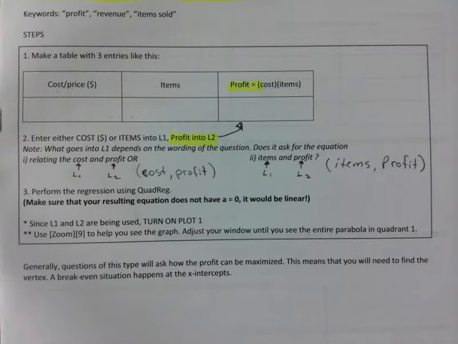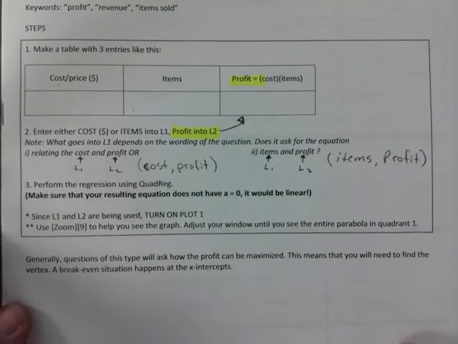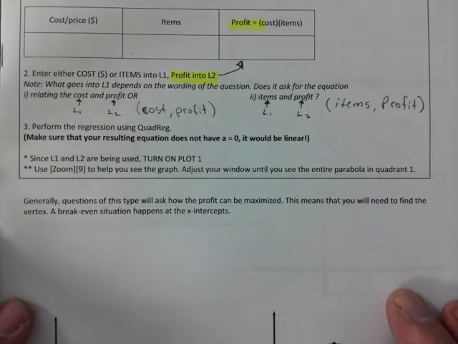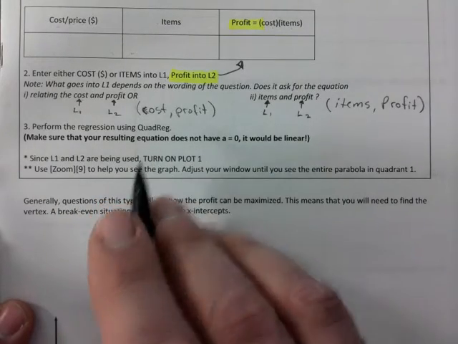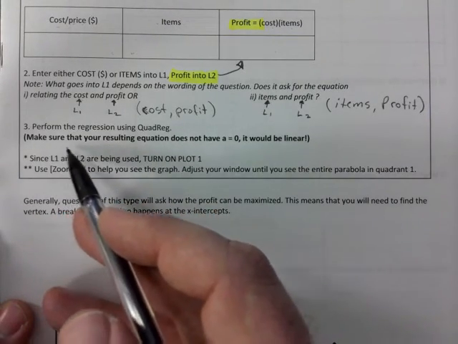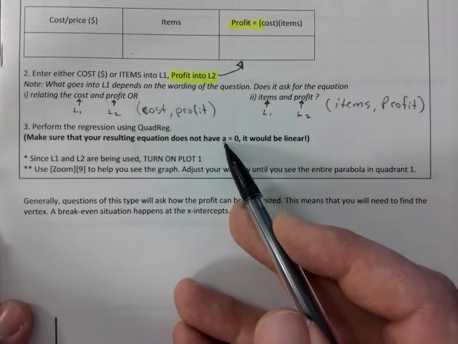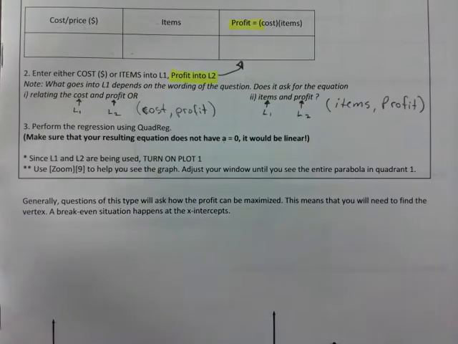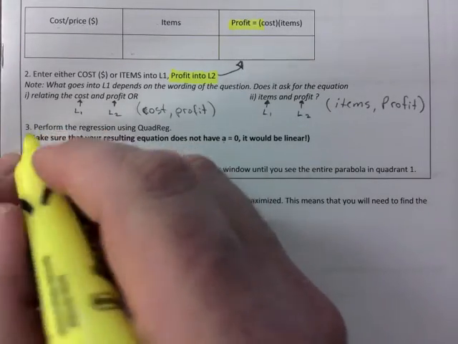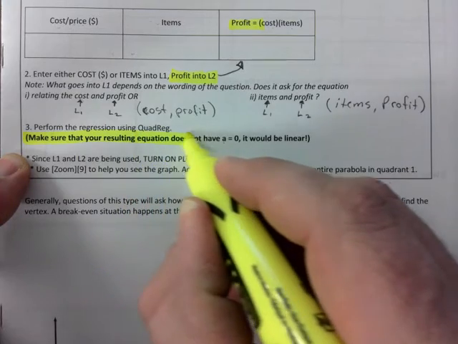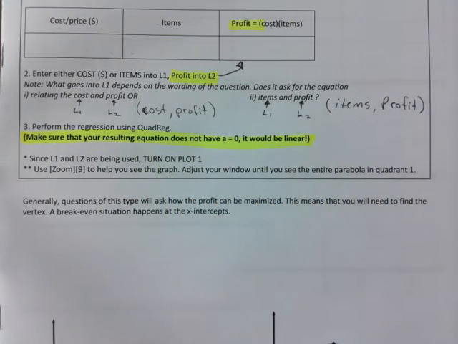What goes into L1 depends on the wording of the question, and you will see when I go through the examples what I'm talking about. Okay. Question 3, perform the regression using quadratic regression, QuadReg, right? Make sure that your resulting equation does not have an a equals 0. That is very important. I will highlight that whole thing, even though it's already in bold. If you get a equals 0, you made a mistake.